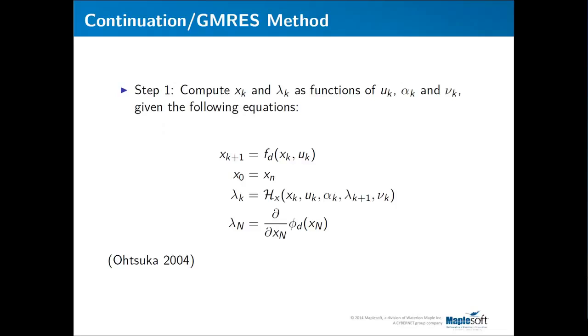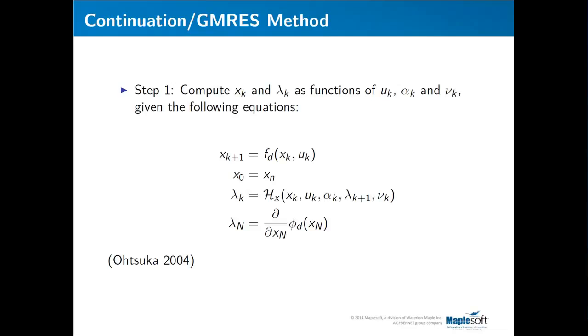Now, the question is how to solve optimality conditions in real time. The method that I will explain in this webinar is called the Continuation GMRes method, or CGMRes method. It was proposed by Professor Ohtsuka in 2004, and it's been implemented by Cybernet Japan in Maple. You can find this implementation in Maple's Application Center on our website. The good news is that the implementation is done in a way that you can easily apply it to other examples. The method consists of two steps.